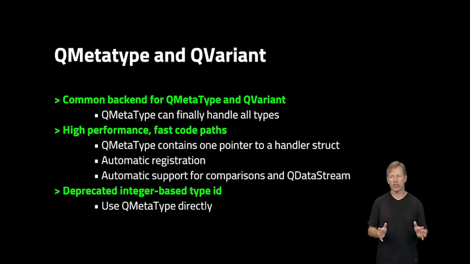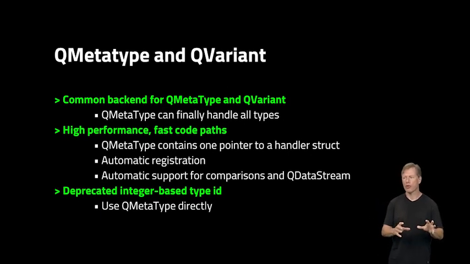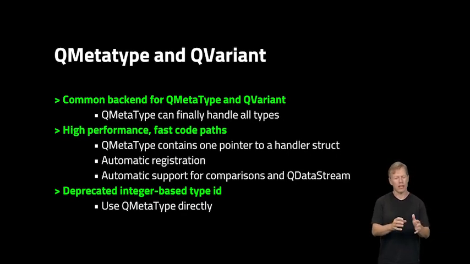We've changed that architecturally now, so that QMetaType now supports all the types that you can store in a QVariant, whether they're built-in or user types. We're using the same implementation and the same things behind the scenes there. It's all going through QMetaType to handle it. This has a couple of advantages, that we have a higher performance, fast code path. QMetaType only contains now one pointer to a handler struct that basically lets QMetaType know how to construct certain objects, destruct them, copy them, or do other things with them.